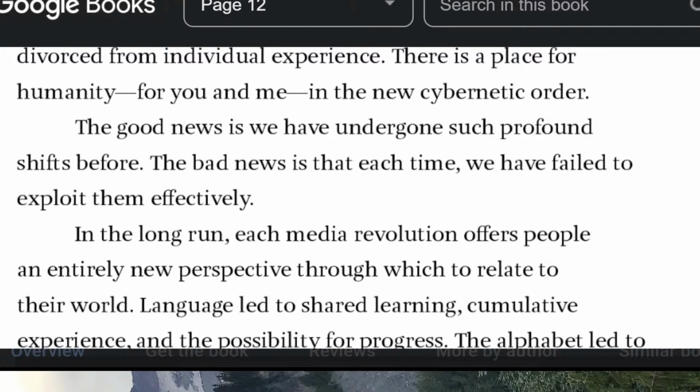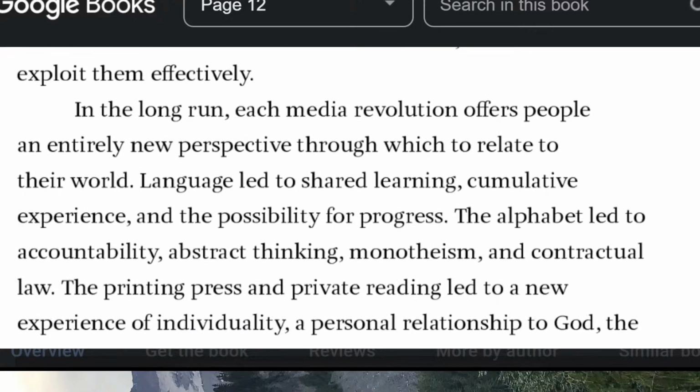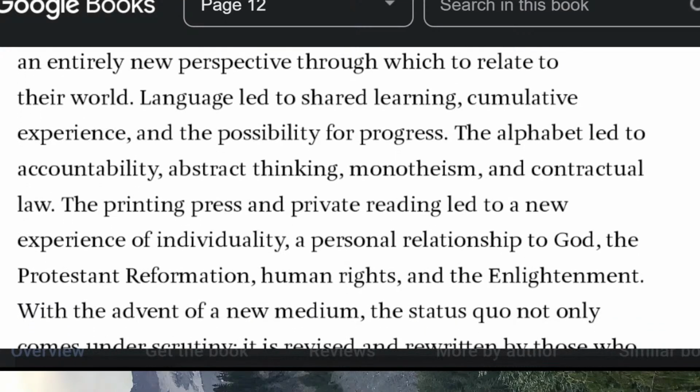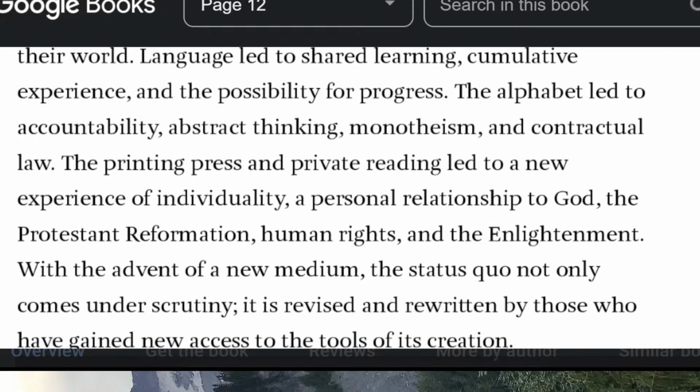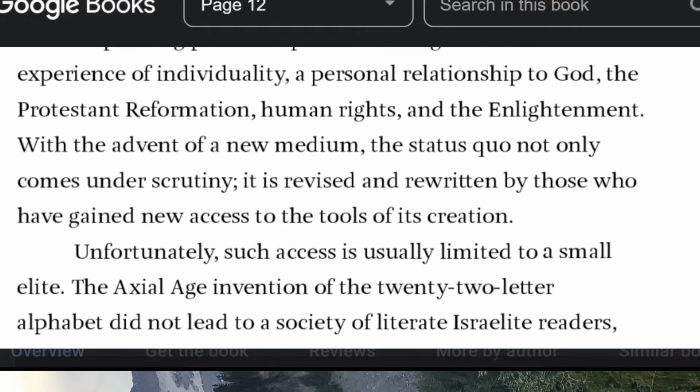The good news is we have undergone such profound shifts before. The bad news is that each time we have failed to exploit them effectively. In the long run, each media revolution offers people an entirely new perspective through which to relate to their world. Language led to shared learning, cumulative experience, and the possibility for progress. The alphabet led to accountability, abstract thinking, monotheism, and contractual law. The printing press and private reading led to a new experience of individuality, a personal relationship to God, the Protestant Reformation, human rights, and the Enlightenment.